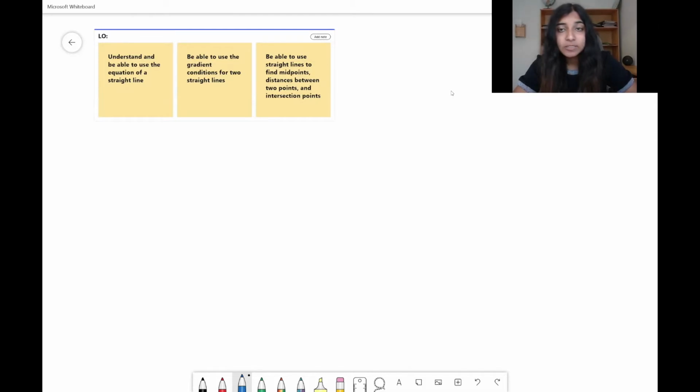Today we're going to be going through coordinate geometry and straight lines. So the learning objectives for today are to understand and be able to use the equation of a straight line, to be able to use the gradient conditions for two straight lines, and to be able to use straight lines to find midpoints, distances between 2 points, and intersection points.